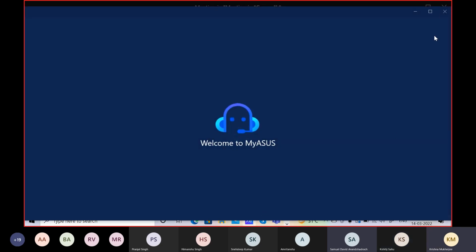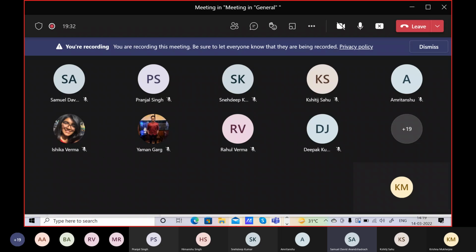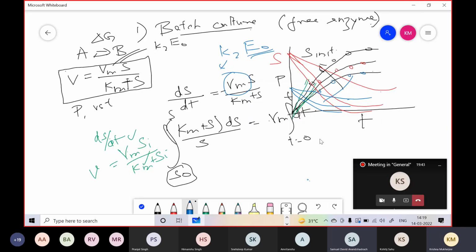So this is not, no, something else has come up. Where's the whiteboard? Here it is. Can you see the whiteboard, all of you? So let us now come to the main point. Once we have Vmax and Km, there is one more point which I'm deliberately ignoring. I hope you realize what it is.